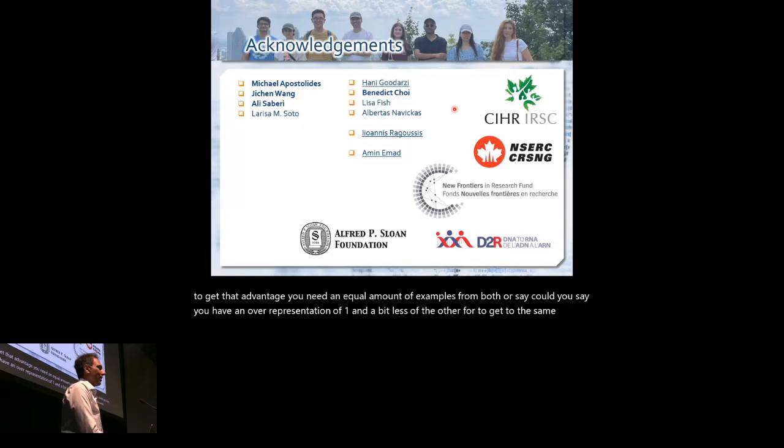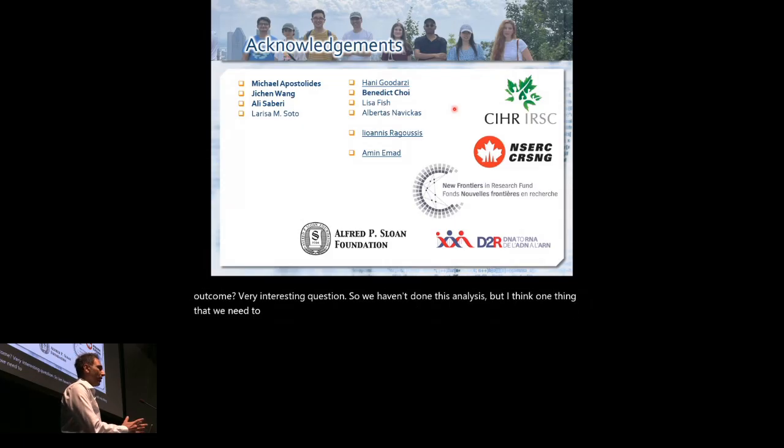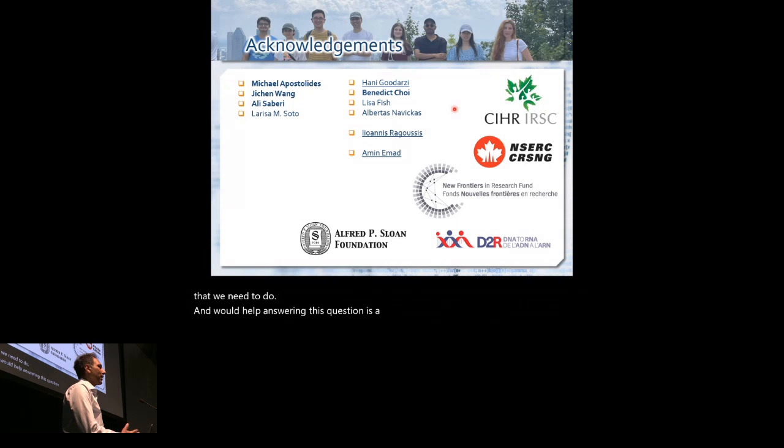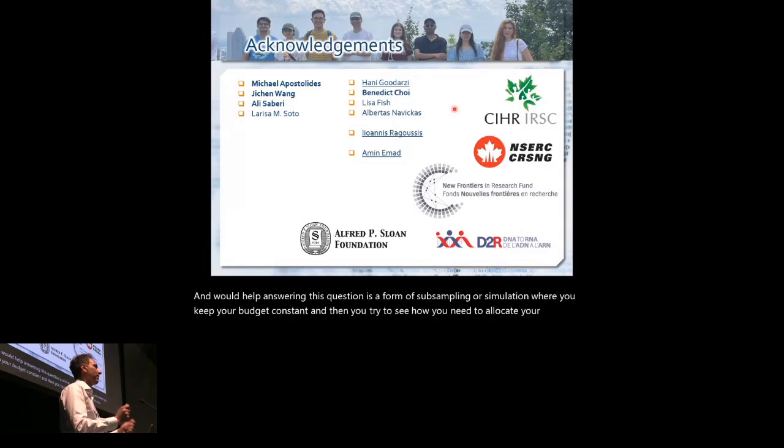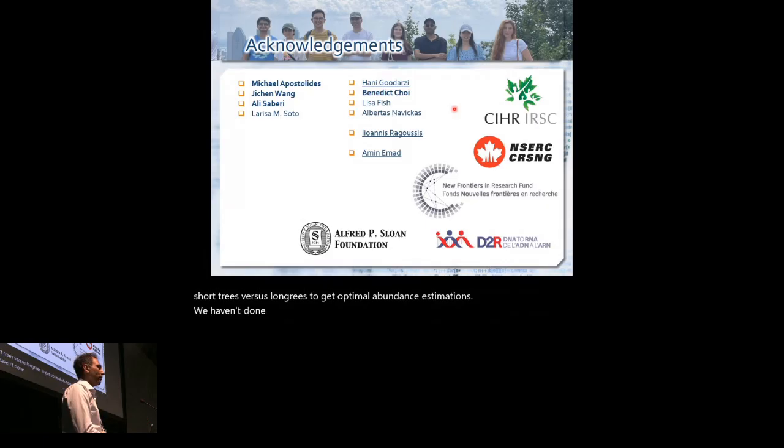Very interesting question. So we haven't done this analysis, but I think one thing that we need to do and would help answering this question is a form of subsampling or simulation where you keep your budget constant and then you try to see how you need to allocate your budget to short reads versus long reads to get optimal abundance estimations. We haven't done that, but I think that would be very informative.